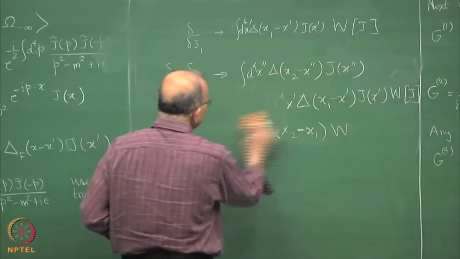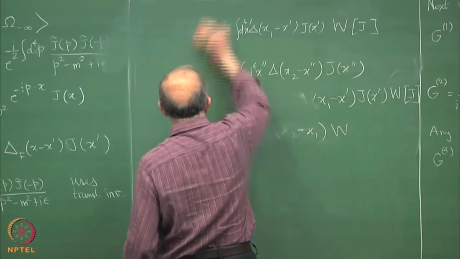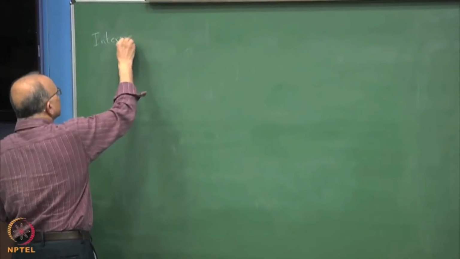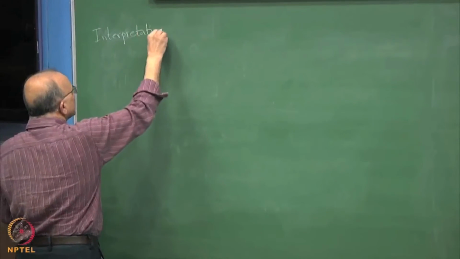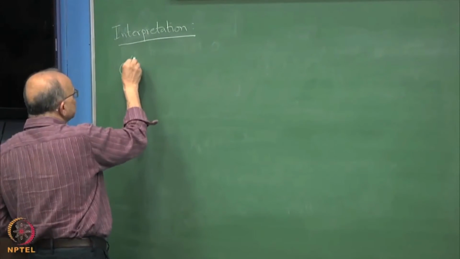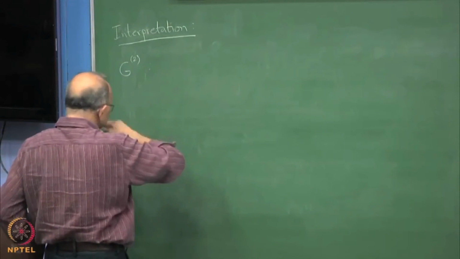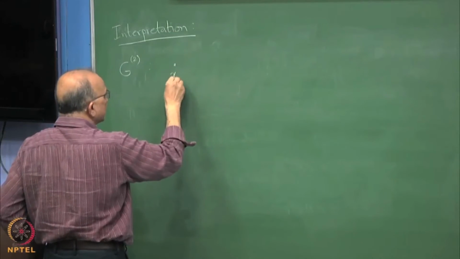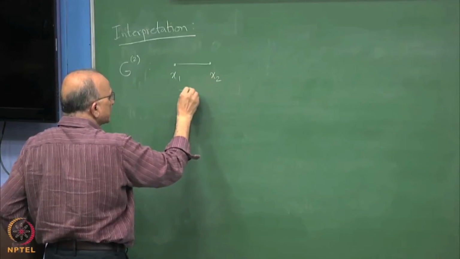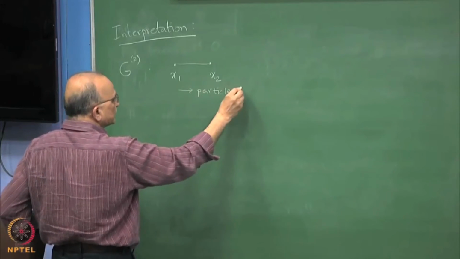Okay. So this is also an exercise, just check this in detail, exercise 2. So the G2 we interpret simply as creation of a particle at x1 and going to x2. So I will write it like this: particle with T2 greater than T1.